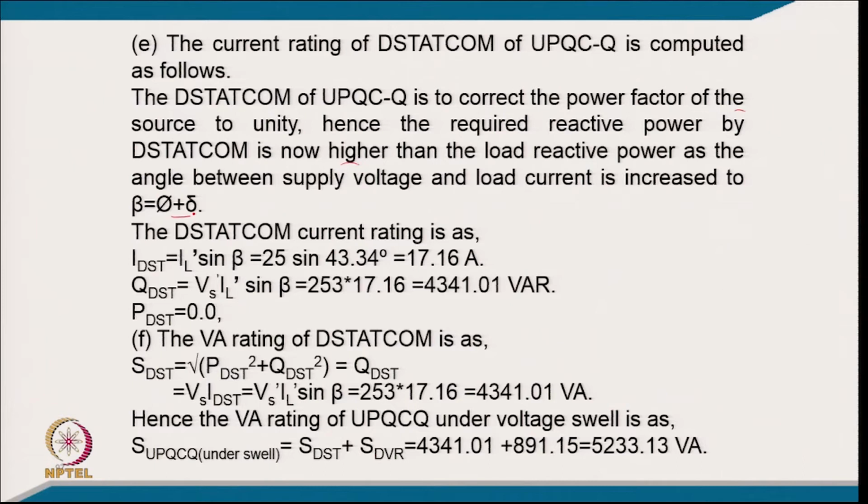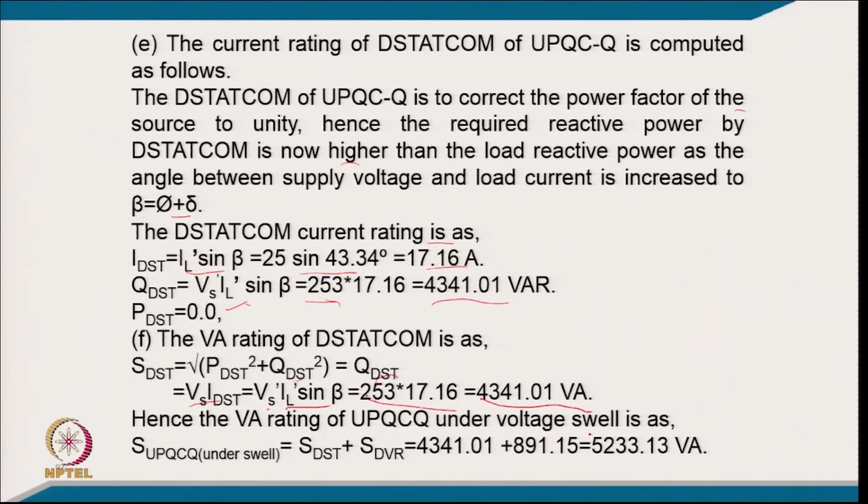So, that is beta plus delta, and the D statcom current rating now is IL sin beta, equal to typically 17.16, and Q of this will be the PCC voltage multiplied by current. So, it becomes 41.01 VAR, and the active power is 0 because it is UPQC, so there is no active power required for the DVR, that is why the D statcom also does not have to circulate any active power. So, the VA rating of the D statcom will be the square root of P squared plus Q squared. So, it is Q, and that is Vs into I D statcom, equal to Vs into IL sin beta. So, this becomes 253 into 17.16. So, it becomes 4314 VA.